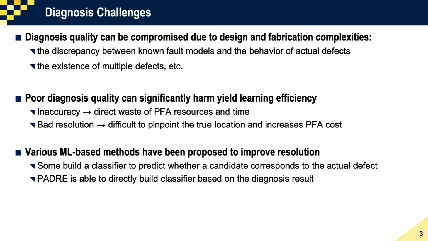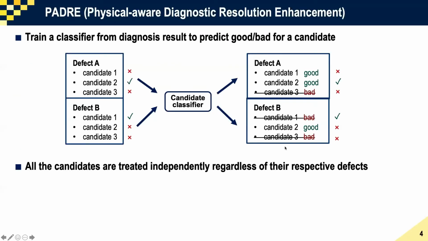Many machine learning-based methods aim to train a classifier to predict whether a candidate corresponds to the actual defect. Different from other methods that train the classifier based on simulation data, PADRE, one of our previous works, uses real diagnosis results for model training. The main idea of PADRE is to train a classifier on the candidate level, meaning that all the candidates are put together in a pool for training and prediction, regardless of their corresponding defects.